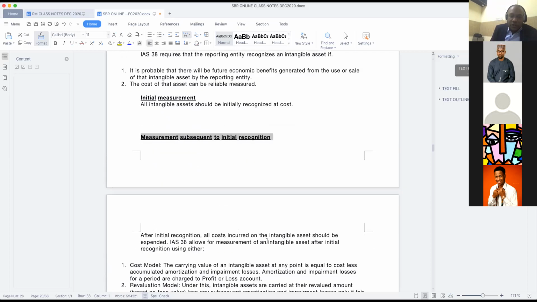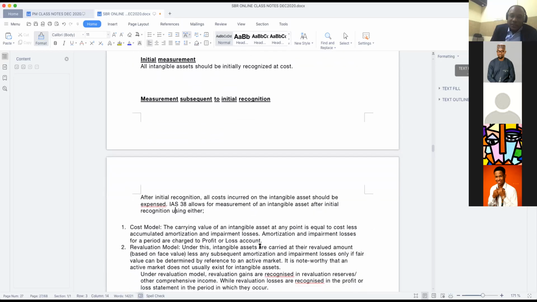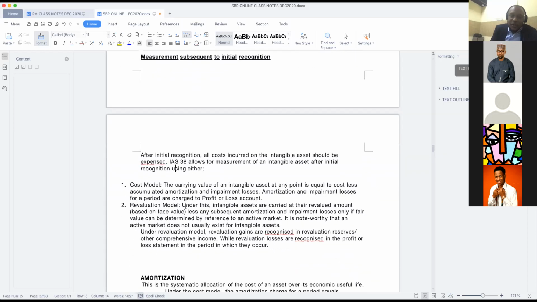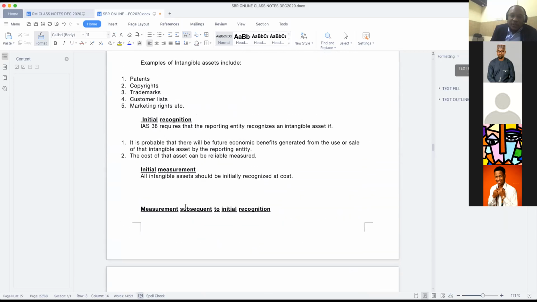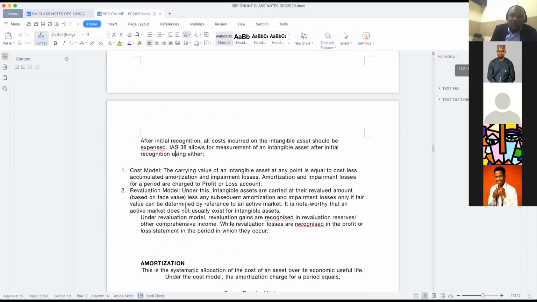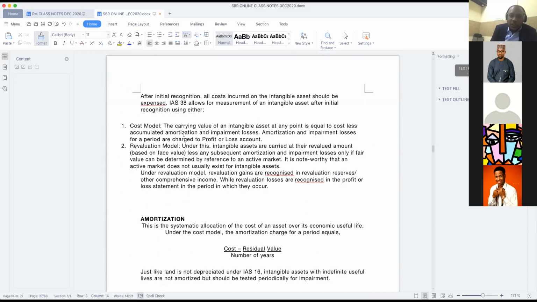After initial recognition, all costs incurred on intangible assets should be expensed. IAS 38 allows for measurement of intangibles after recognition using either the cost model or the revaluation model. Initial recognition, initial measurement, measurement subsequent to initial recognition. Okay, so the cost model.